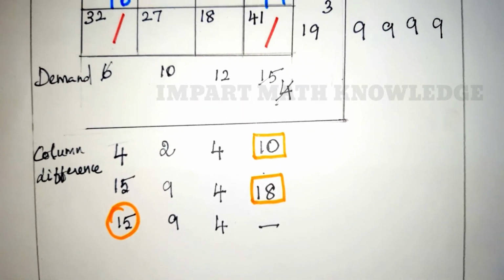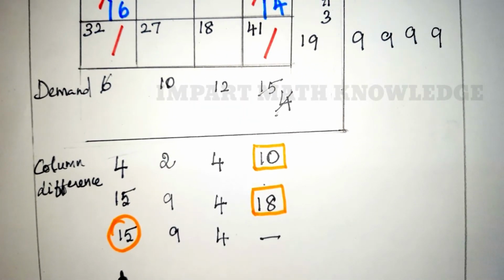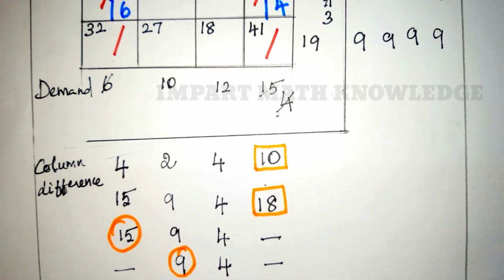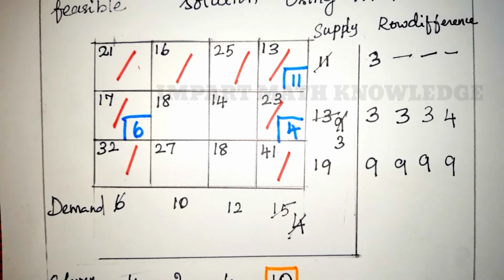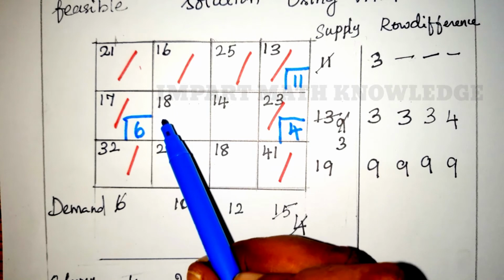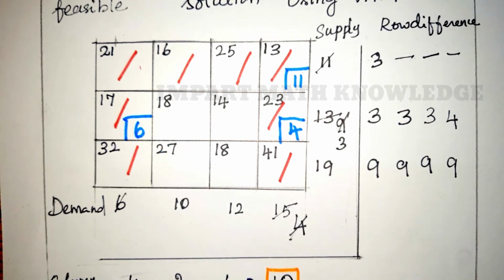The column, first column dash, satisfied. Second column, there is no change in the difference. The third column, there is no change in the difference. From row difference and column difference, the highest penalty is 9. It comes in 2 places, so you can take anything. So, I select this penalty. I am going to allocate the value in the second column. In the second column, the least cost is 18. So, there I am going to allocate the value.